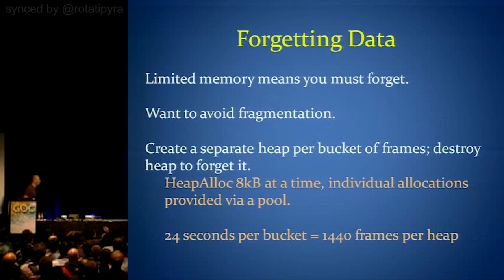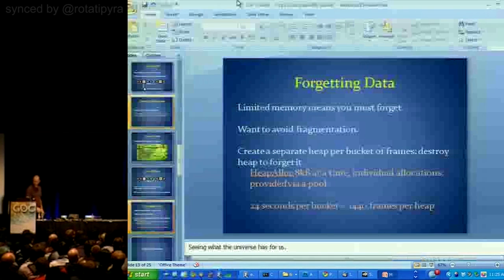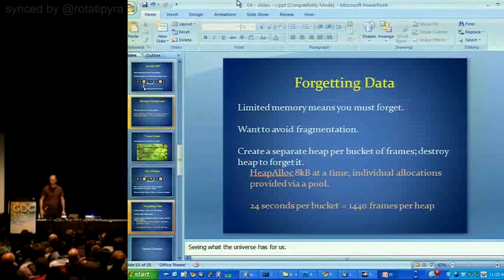Okay, so if you have limited memory to work with, then you have to forget things, or else you'll crash. Now, fragmentation, like I said, is a big issue also. So we want to somehow figure out how to forget stuff without fragmenting, and I experimented with a bunch of things, and the thing I was happiest with, actually I think the only thing that actually worked across all platforms, was to group all the frames into a big bucket, just for memory allocation purposes, and create a heap for that whole bucket, and then destroy the heap when I want to forget all that stuff, right?